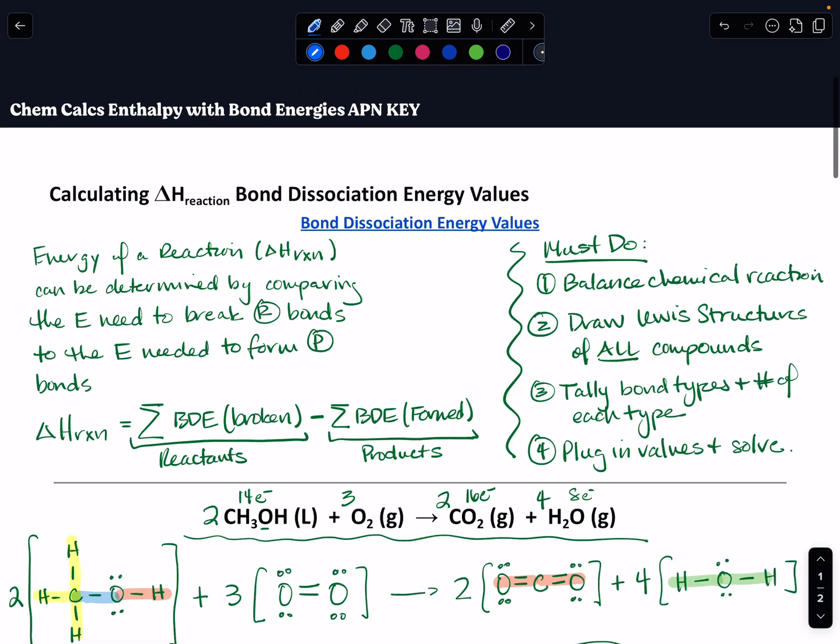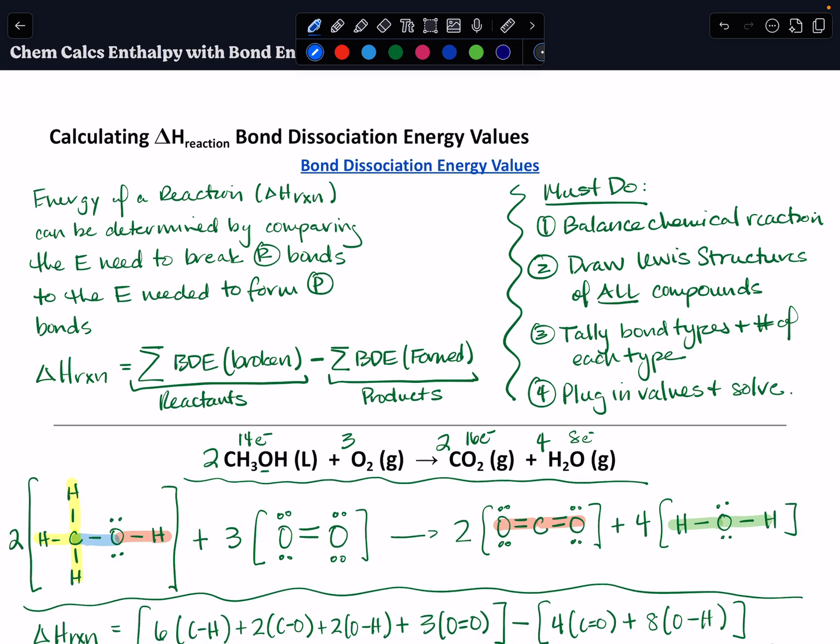So just to reiterate, the enthalpy change of a reaction can be calculated by looking at the bonds formed versus the bonds broken and the difference in energy in those two processes. Before you can do that, though, you have to balance your reaction. Then you must draw your Lewis structures of all the reaction components. And then I like to tally up the bond type and bond number on each side of the arrow, then plug in my values and solve. But that doesn't mean it's the only way to do it. It's just, for me, the easiest. Okay?